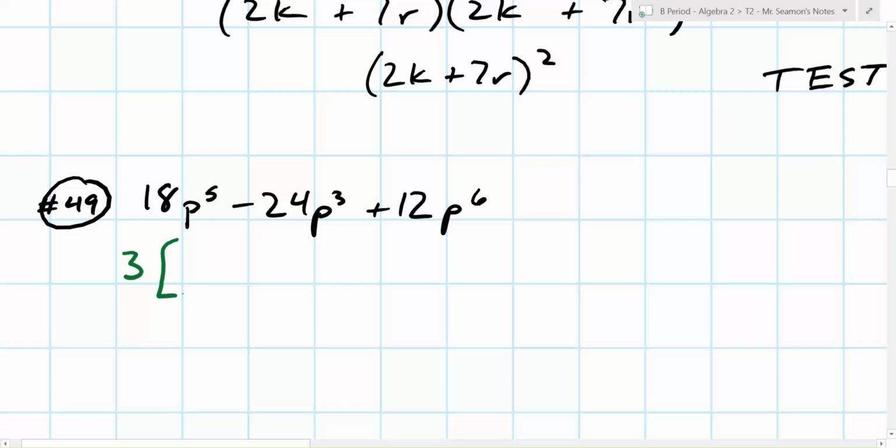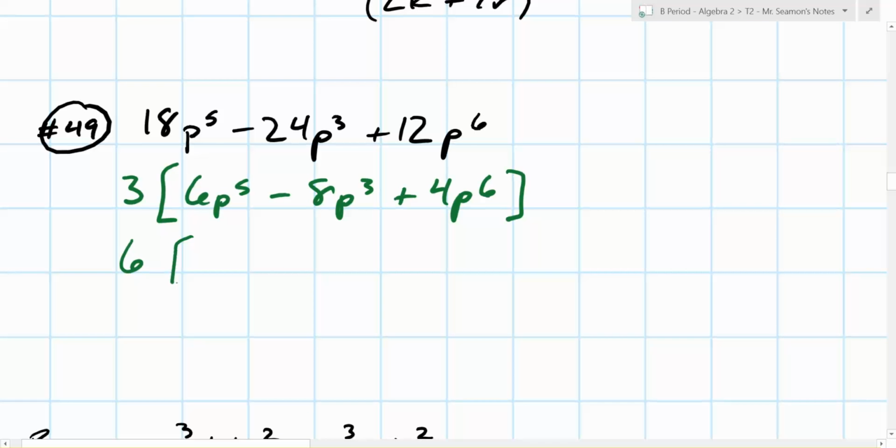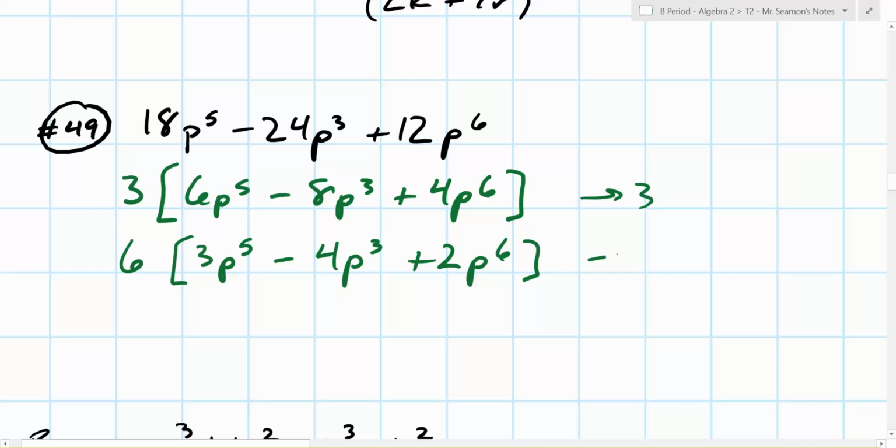Look up here. 6p to the 5th minus 8p cubed plus 4p to the 6th. Now what could I pull out? Let's do 2p cubed. You could put 2. So if I pull a 2 out, what do I do with that 2 in relation to the 3? So 6 times, I pulled out a 2, so it's going to be 3p to the 5th minus 4p cubed plus 2p to the 6th. I pulled out a 2. So in this one, I pulled out a 3, and in this one I pulled out a 2.